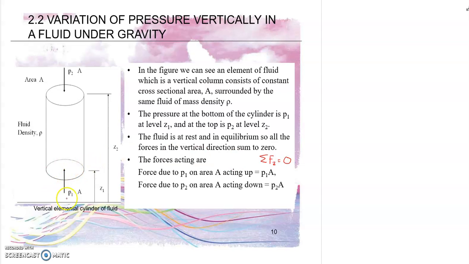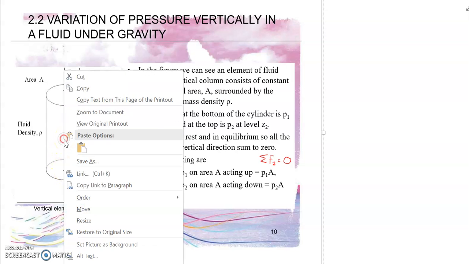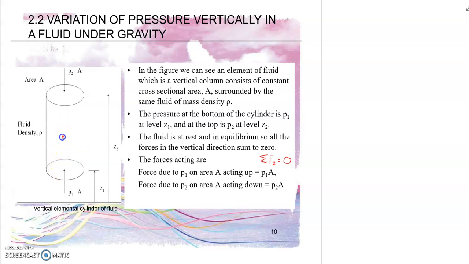So you actually not only have two forces, but keep in mind that for the vertical direction, you always have W, because we are on the earth now. So you cannot neglect the gravitational force of this cylinder. So the first one acting is the force due to P1 on area A, and then another force due to P2, and the last one is your weight.